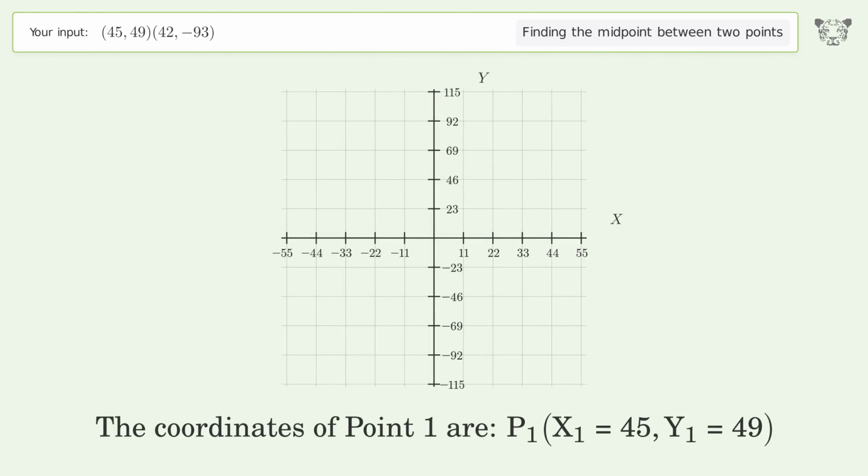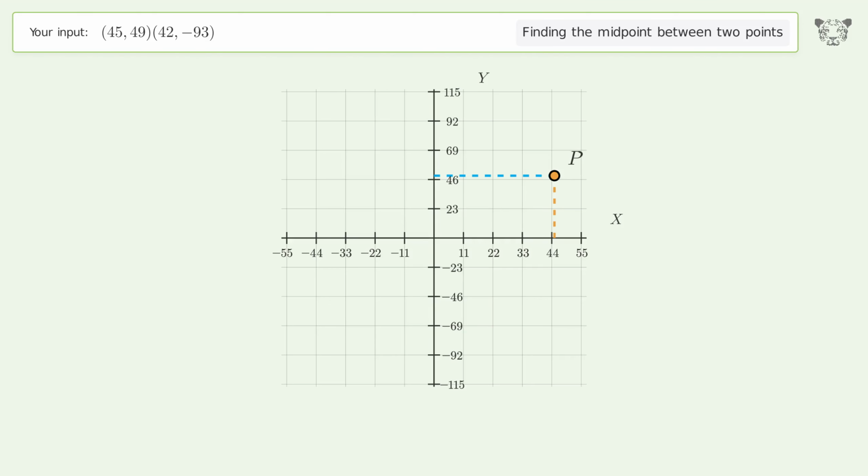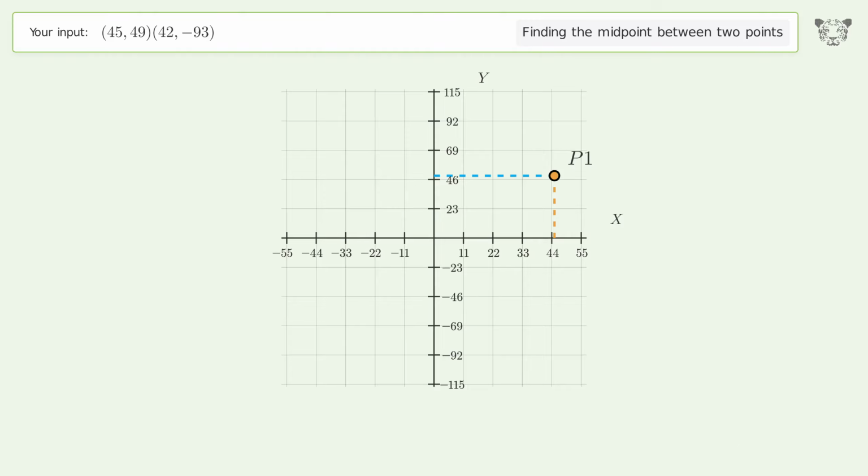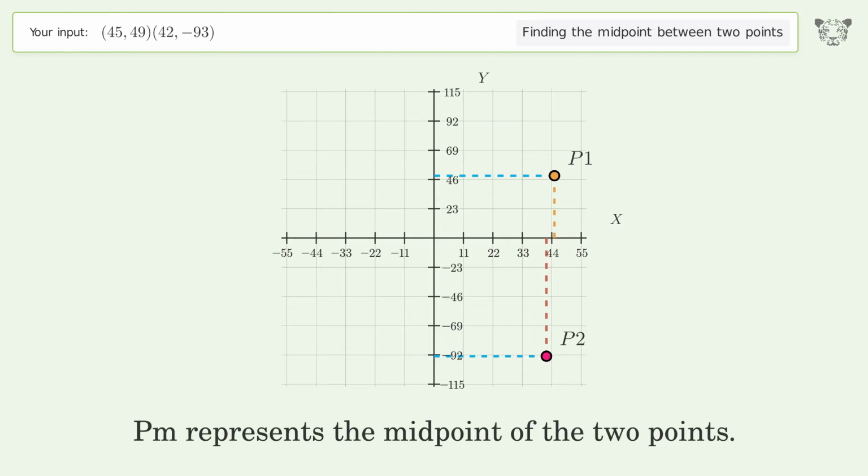The coordinates of point 1 are x1 equals 45, y1 equals 49. The coordinates of point 2 are x2 equals 42, y2 equals -93. PM represents the midpoint of the 2 points.